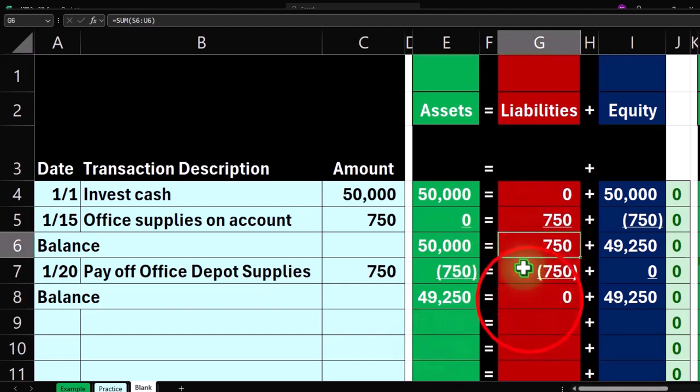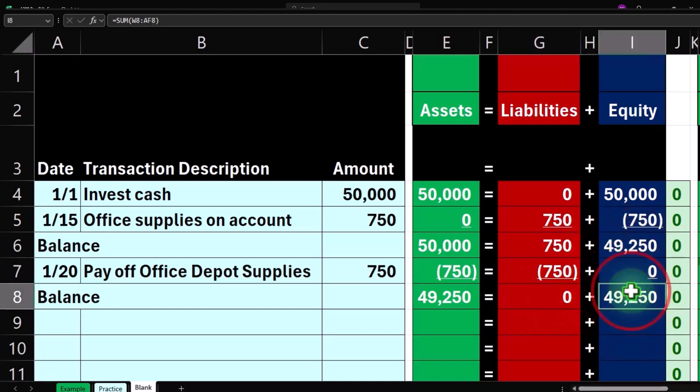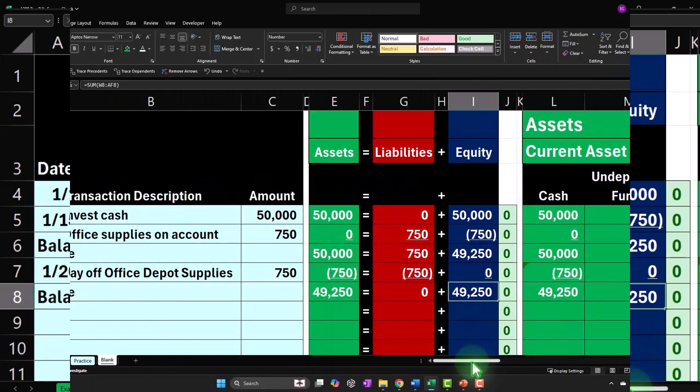The liability has now been paid off. Liability is now back down to zero. And all we have is really the cash of the 49,250.